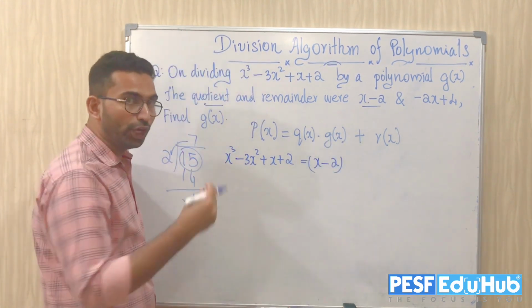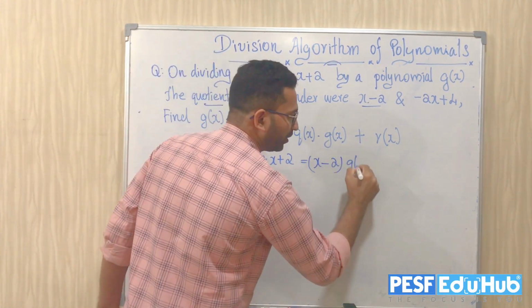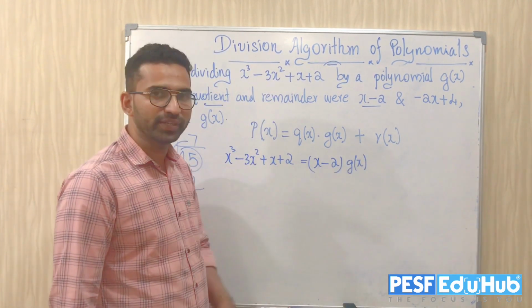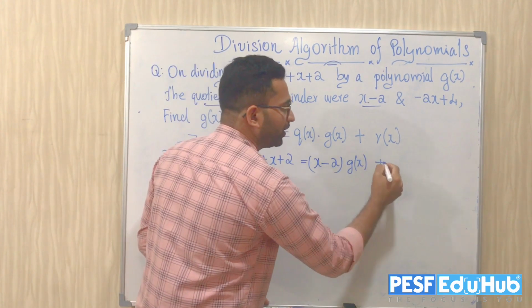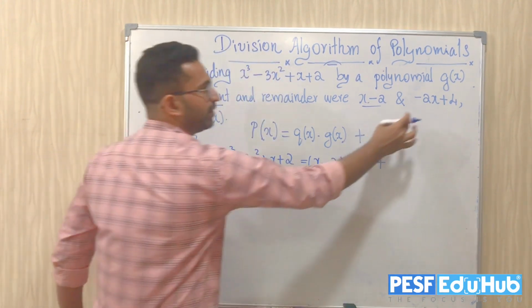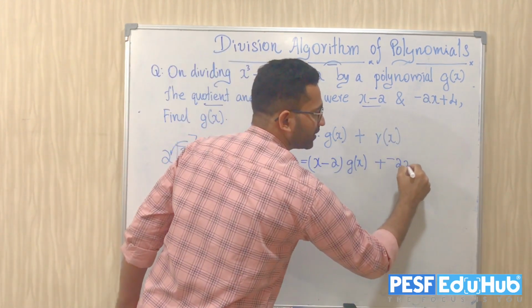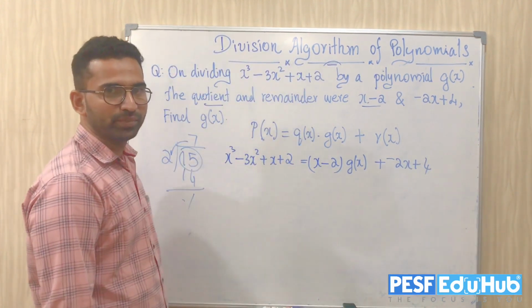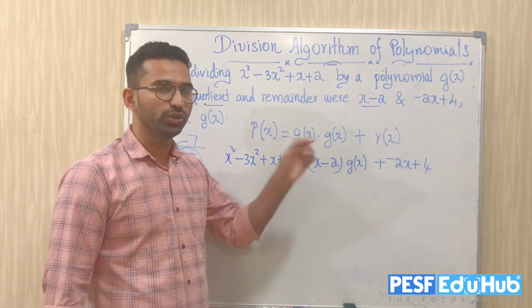G of x is not given, so I can't write it at this moment. So I am writing G of x, then plus R of x. R of x is given as minus 2x plus 4. I am writing it as it is. So they are asking you what is your G of x.